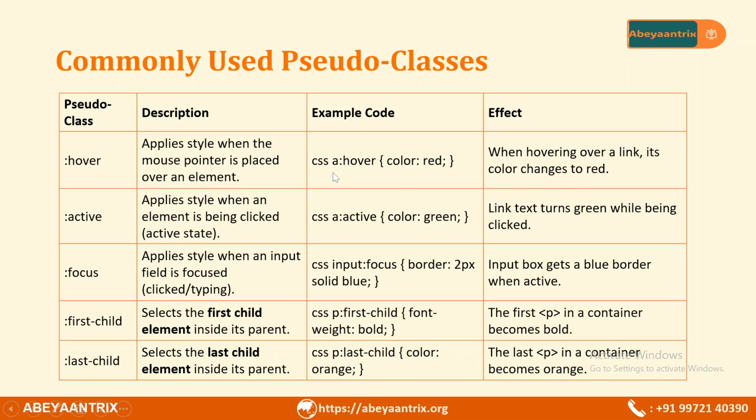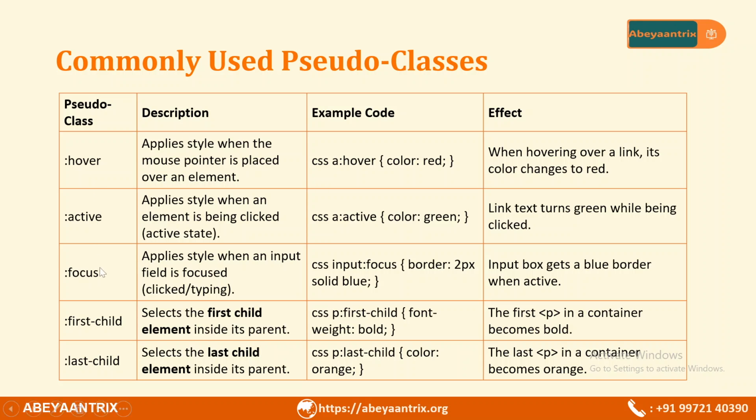The active pseudo class styles an element while it's being clicked. When you click some element, it shows some different behavior, right? Those are applied with the active class. Here is the example, CSS active with a color. When we click that element, the active state will be green. Link text turns green while being clicked. Sometimes you click a link, and once you click it, the link color changes. That happens because of active.